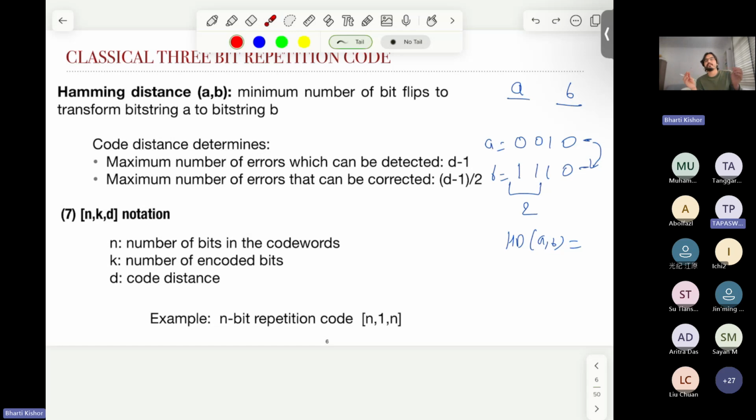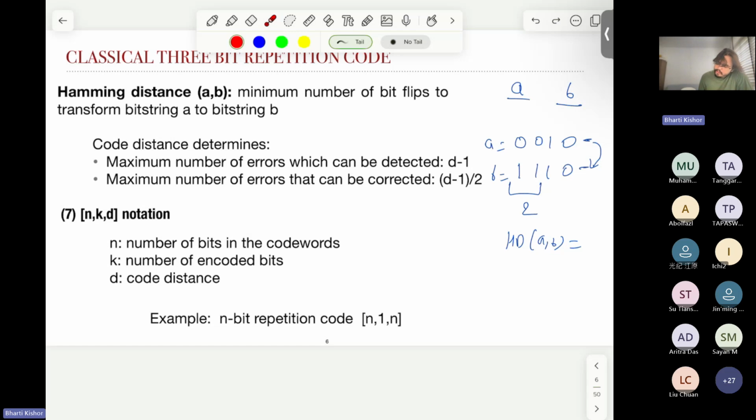If the distance is d, then if d bit flips happen, in certain scenarios you will not be able to detect the error. If d minus 1 bit flips happen, then you will be able to detect it. So the maximum number of errors which can be detected is d minus 1. Since for error correction you set it to the majority value, the maximum number of errors that can be corrected is (d minus 1) by 2, and you have to take the ceiling of that.